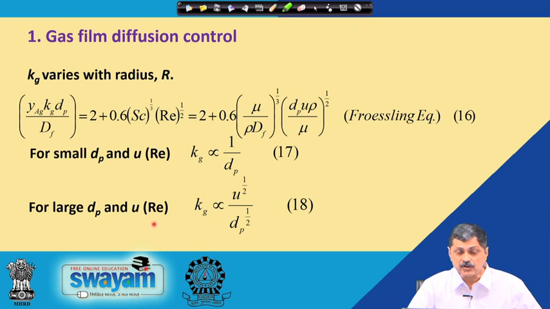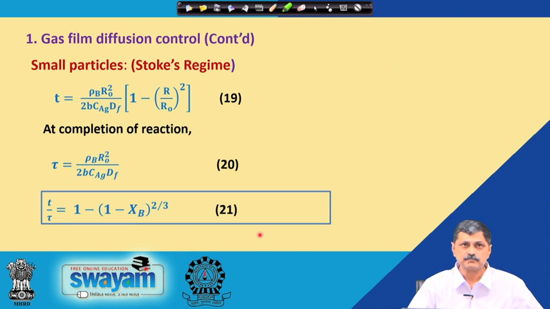When the Reynolds number is high, that is for large particle size or maybe high velocity, the contribution of the first term is negligible, and then the kg mass transfer coefficient is proportional to 1 by square root of dp, or 1 by square root of r. So, we will use these relationships, equation 17 and 18, while deriving the conversion versus time relationship.